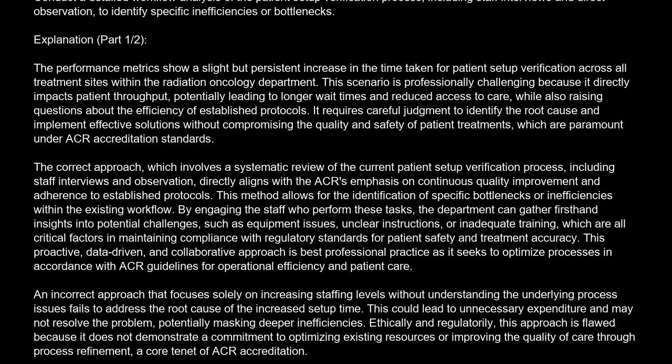An incorrect approach that focuses solely on increasing staffing levels without understanding the underlying process issues fails to address the root cause of the increased setup time. This could lead to unnecessary expenditure and may not resolve the problem, potentially masking deeper inefficiencies. Ethically and regulatorily, this approach is flawed because it does not demonstrate a commitment to optimizing existing resources or improving the quality of care through process refinement, a core tenet of ACR accreditation.